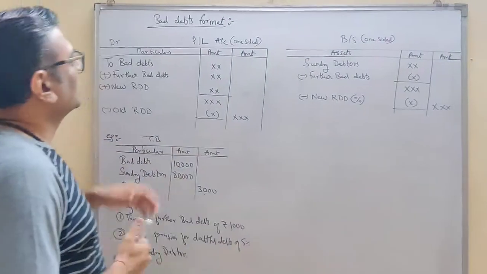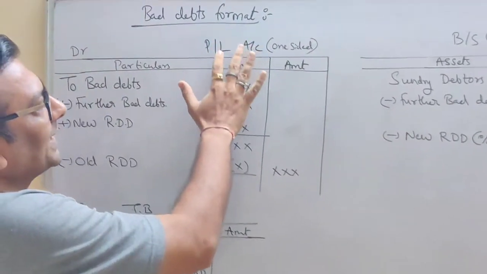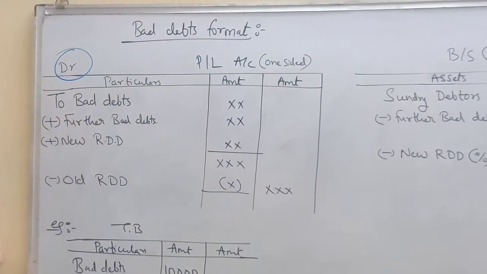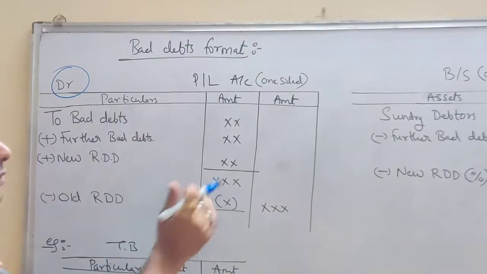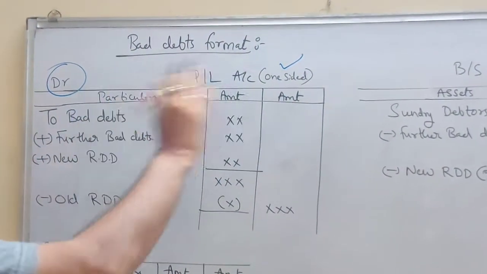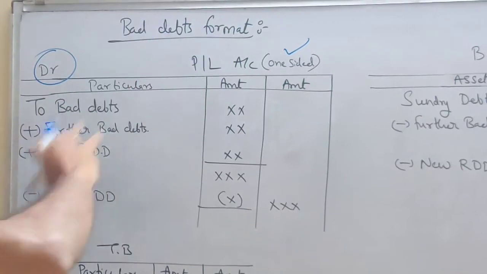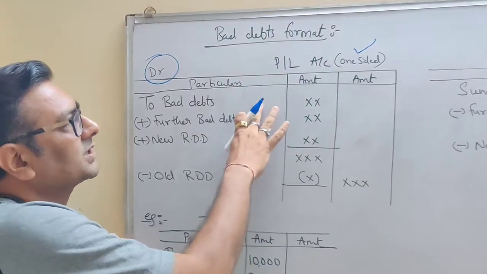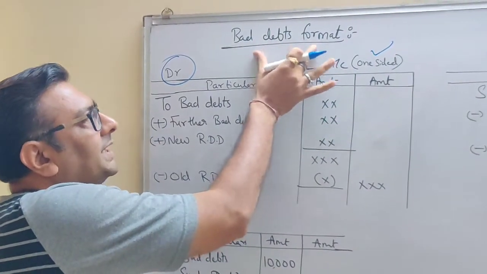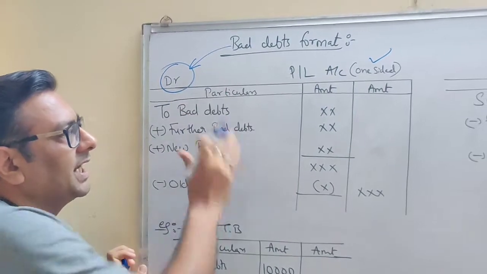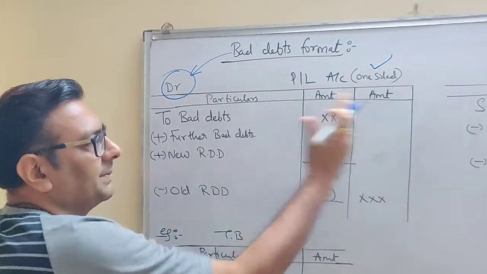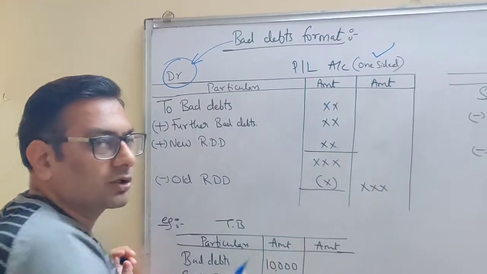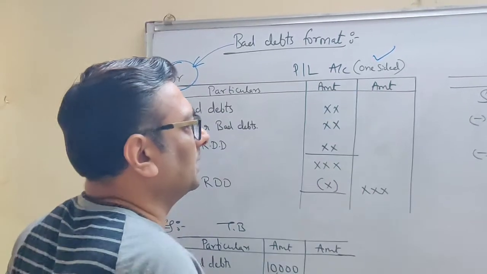Now I have already drawn the bad debts format. You make this in the P&L account, on the debit side. I have made a P&L account only one-sided. I have not made the P&L account with both the debit side and credit side, which we always do while solving a sum. Since we are focusing only on the bad debts format, it is made always on the debit side. So we make a P&L account with double column, inner column and outer column. So there are two columns for the amount.